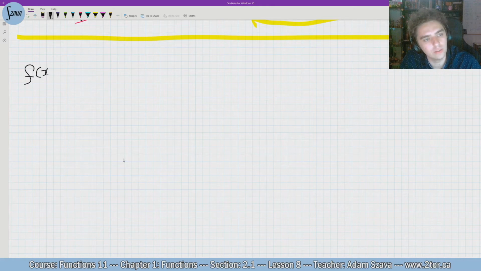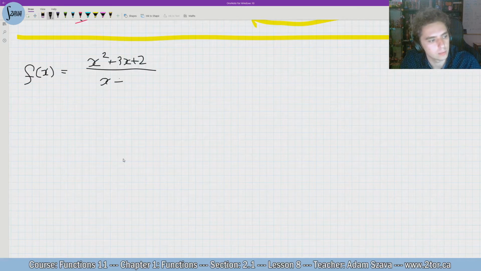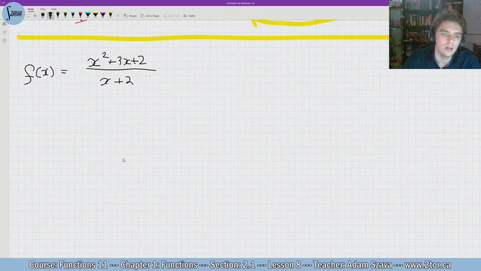So find an equivalent function to this f of x, which is (x squared plus 3x plus 2) over (x plus 2). Okay, so you see on the top we have a quadratic, and on the bottom we have a linear function, right? This is our p of x, q of x. Top is quadratic, bottom is linear. So what I'm going to do is factor the top to see if I can cancel with x plus 2 on the bottom.